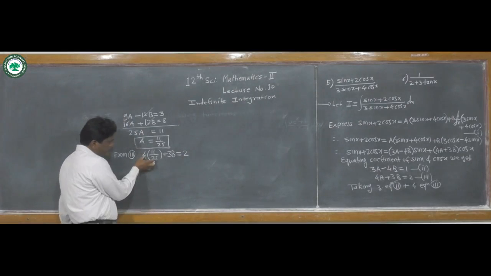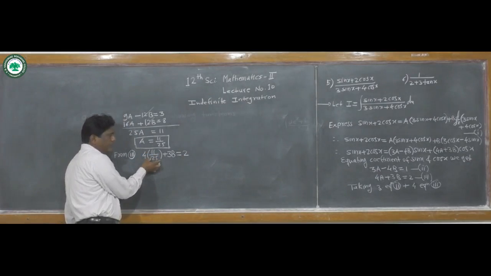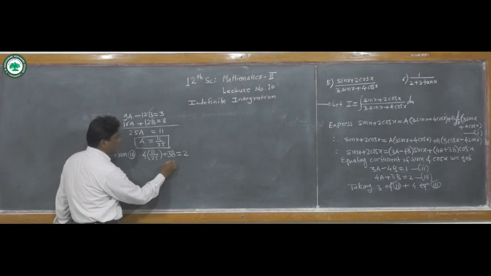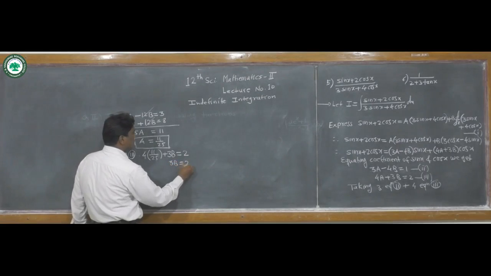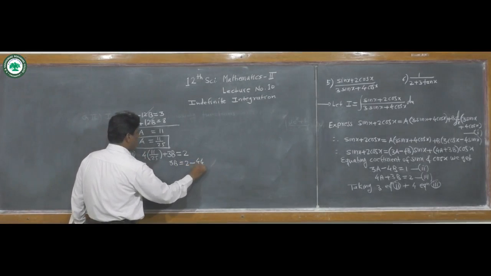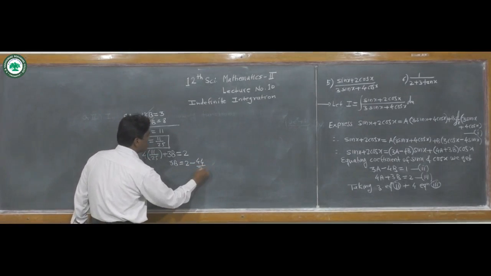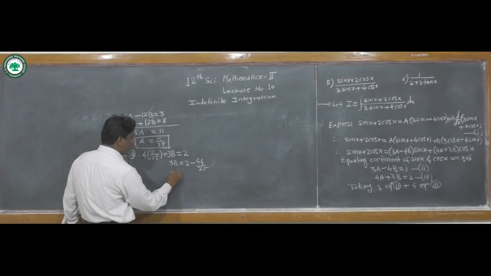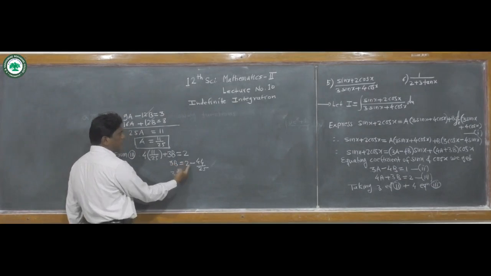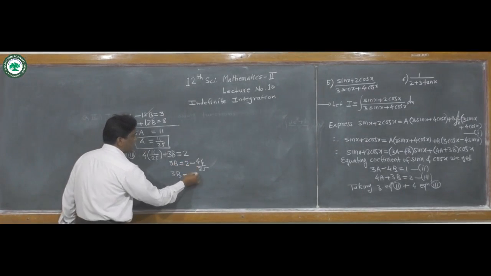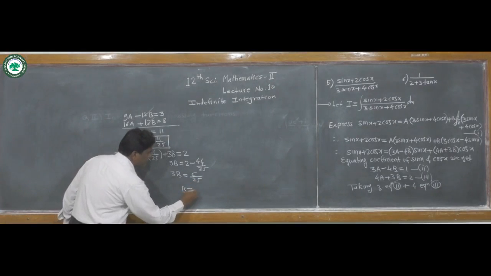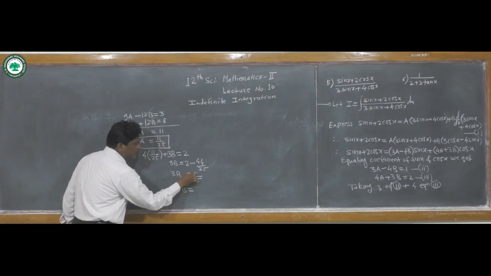And now here carry this 4 into 11 upon 25 to the right hand side. Here it is plus, it becomes minus. So 3b is equal to 2 minus 4 11s are 44 divided by 25. And now here we get 3b is equal to 50 minus 44, that is 6 upon 25. And therefore we get here b is equal to, now here 3 to the 6.